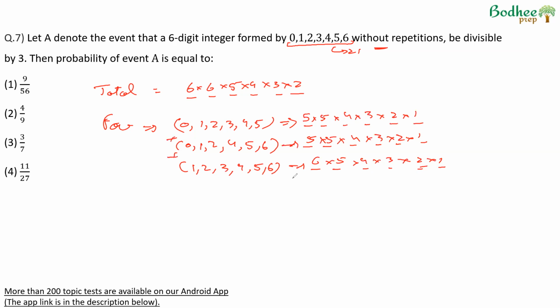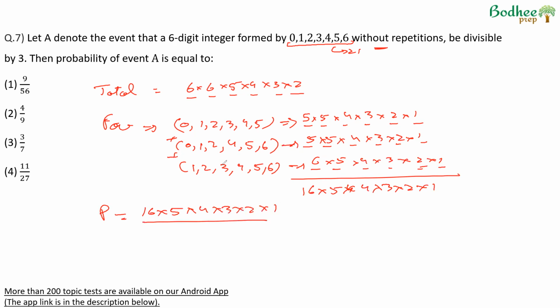This happens or this happens or this happens. If we add, see 5, 4, 3, 2, 1 is common throughout. 6, 5, 5 are different. So if we add, we'll say 5 plus 5, 10. 16 into 5 into 4 into 3 into 2 into 1 becomes a favorable number of cases. Therefore, probability will be 16 into 5 into 4 into 3 into 2 into 1 favorable cases upon 6 into 6 into 5 into 4 into 3 into 2 total number of cases.